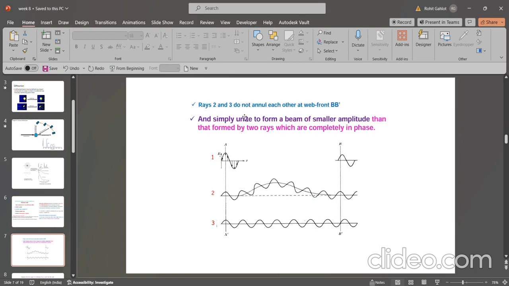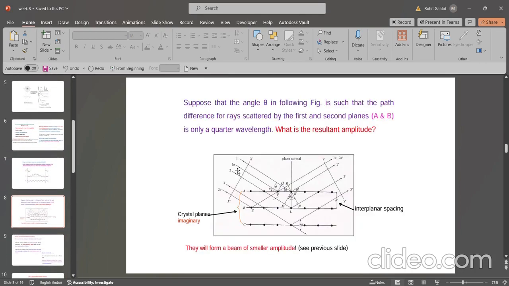As seen in this figure, there are rays 2 and 3. These two rays do not annul each other at wavefront BB'. This is your wavefront BB', and they simply unite to form a beam of smaller amplitude. As seen, the resultant beam's amplitude is slightly reduced compared to the previous one, particularly because of the difference in their path lengths.